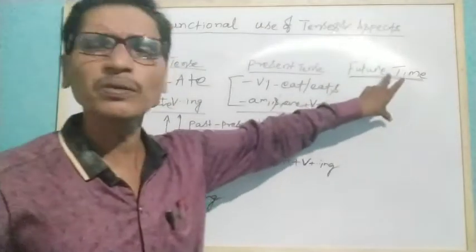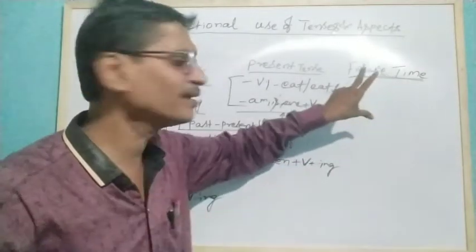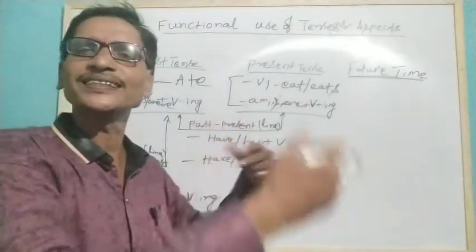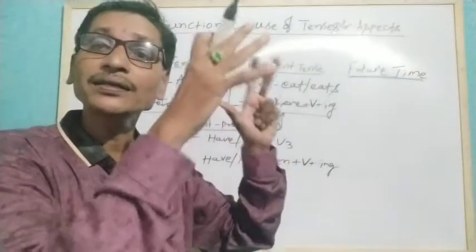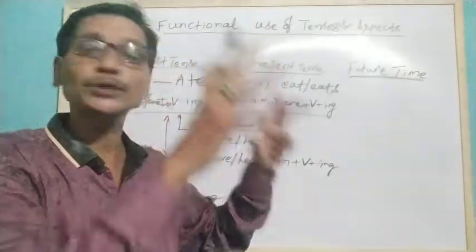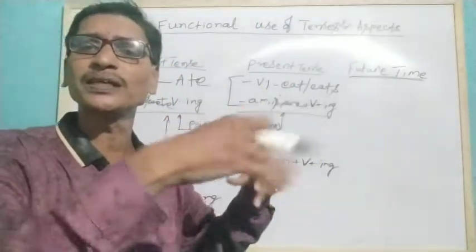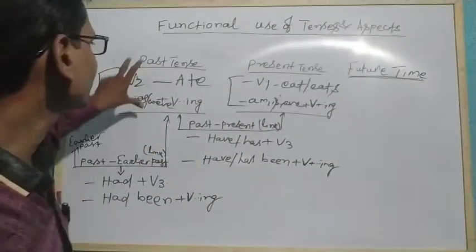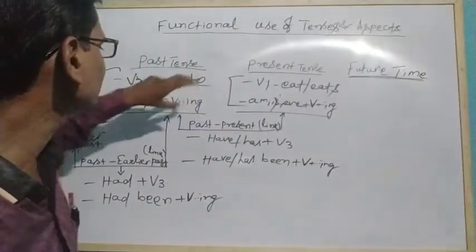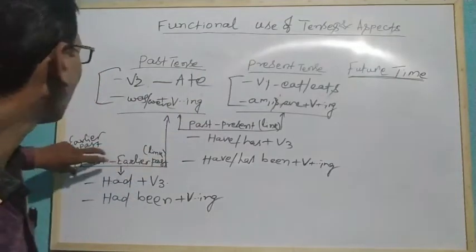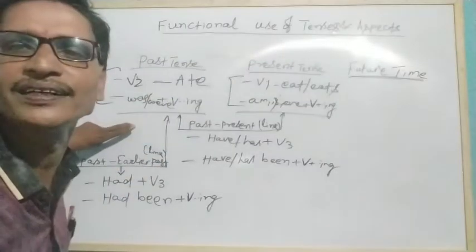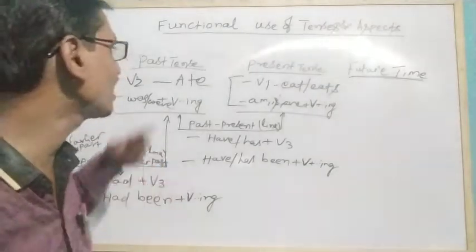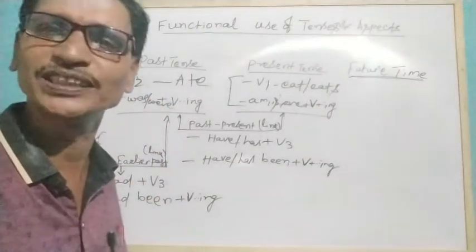We also discussed future time, but let us today discuss up to this much. What tenses and aspects we use for future, we will discuss in a subsequent class. Let's today discuss the past-present link and the past and earlier past link. Okay, for that let me tell you something. Let us start from the present time using present tense.